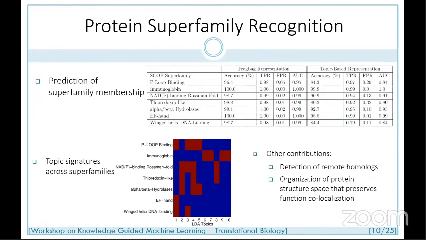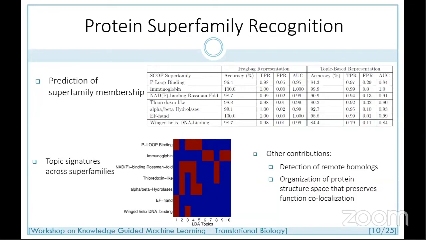It helped us to do some inference tasks, predict superfamilies in this case, even in superfamilies that had a very high imbalance, very few protein structures known. And more interestingly, when we started to dig into what these topics tell us, we found that some of them were present in only a few superfamilies, whereas others were present in a few more.